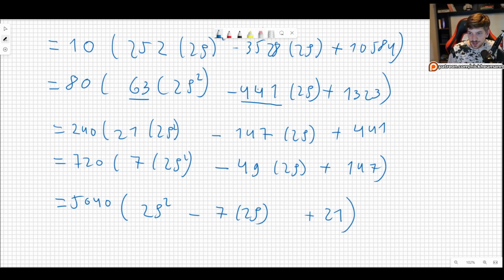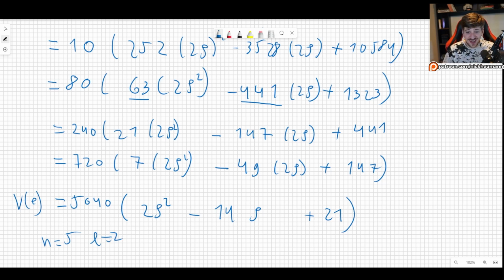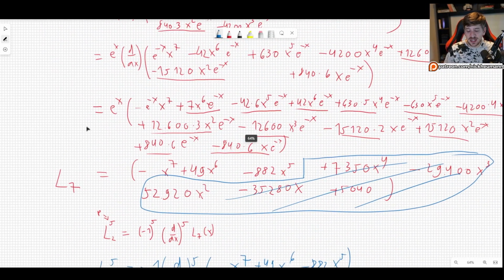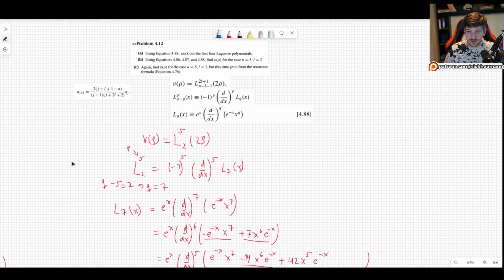I guess I can just rewrite this quickly, so that minus 7 times 2, that's minus 14 rho. So we just found v of rho. So this is v of rho for the case n equals 5, l equals 2. Now it was not particularly fun. I'm not gonna lie to you. I really don't want to do that ever again in my entire life.